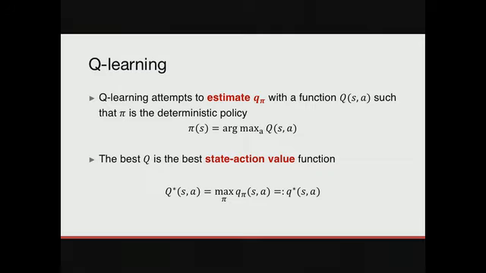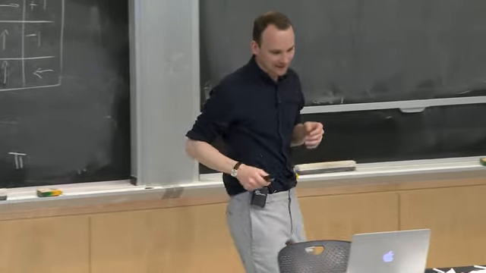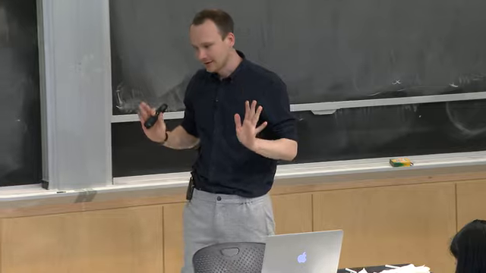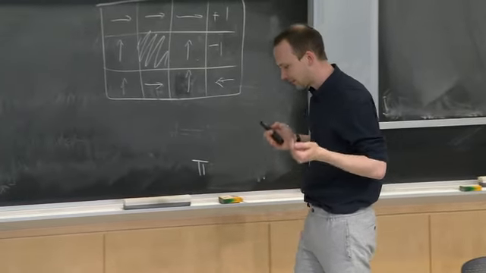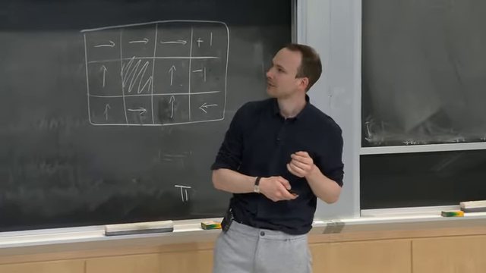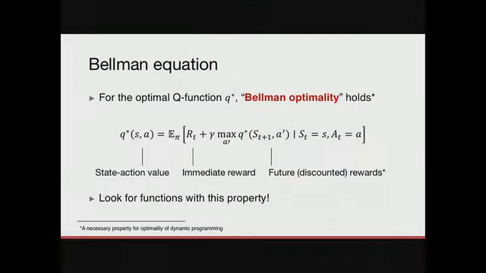Q star, the best estimate of this, is obviously the thing itself. So if you can find a good function that assigns a value to a state action pair, the best such function you can get is the one that is equal to little q star. Hope that wasn't too confusing. I'll show on the next slide why that might be reasonable. So Q-learning is based on a general idea from dynamic programming, which is the so-called Bellman equation. There we go.